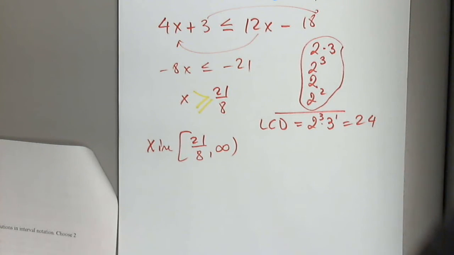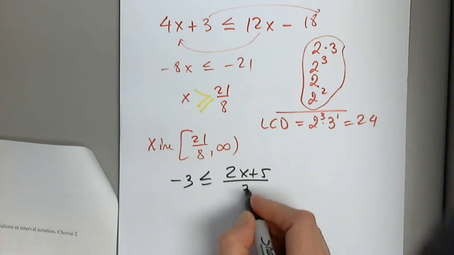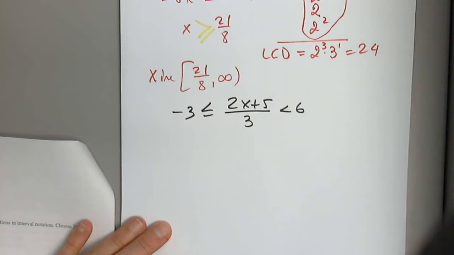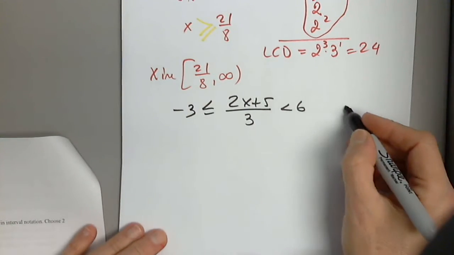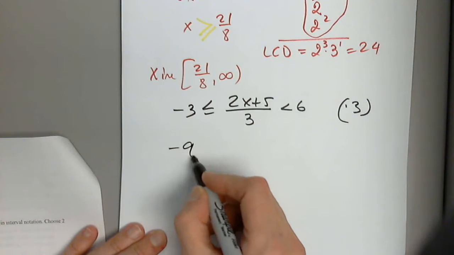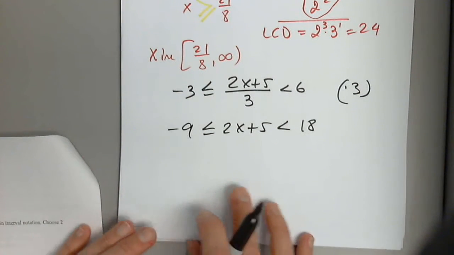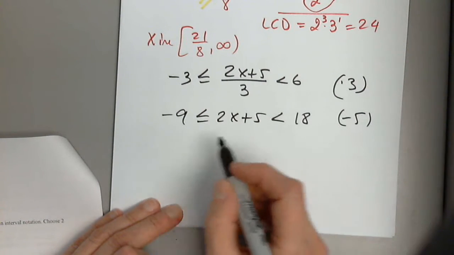Okay. B. Negative 3 less than or equal to (2x plus 5) divided by 3 less than 6. Good. This is a compound inequality. How do we address this? Multiply both sides by 3. Everything, all 3 sides by 3 indeed. So negative 9 less than or equal to 2x plus 5 less than 18. Subtract everything by 5, yes.